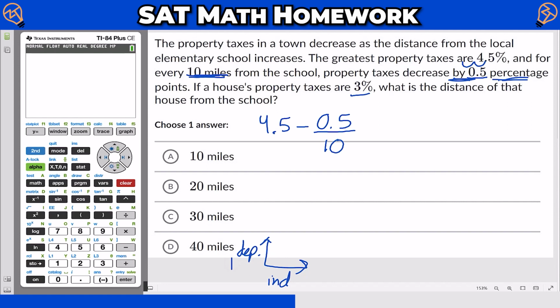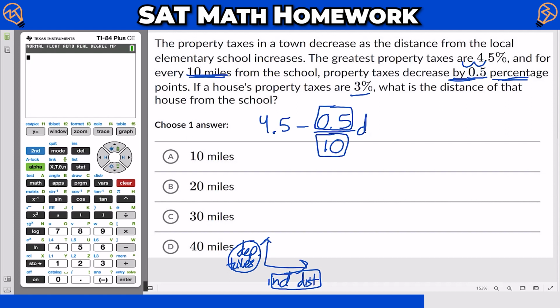Well, the taxes change as it relates to the distance, right? So because of that, distance is independent, it's on the x-axis, and slope is rise over run, which means we're talking about the change in taxes, so 0.5, over the change in the distance, so 10 miles. And we're looking at this as really the 4.5 was the y-intercept, and this negative 0.5 over 10 is the slope. And that occurs for, let's say, d miles, for every d miles here.